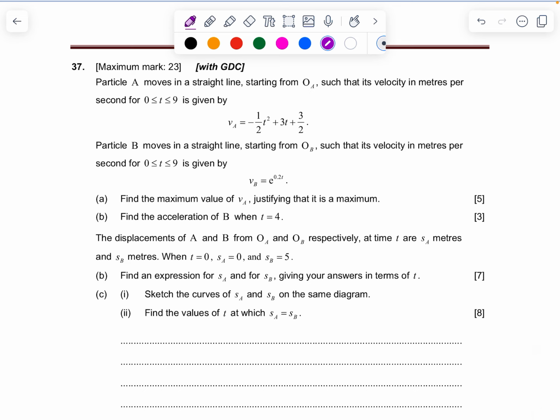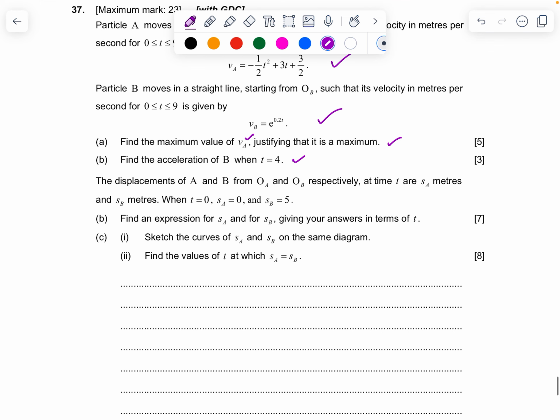Question number 37. Particle A moves in a straight line starting from O such that its velocity in meters per second is given. Particle B moves in a straight line such that its velocity is given. Find the maximum value of VA, justifying that it is maximum. Find the acceleration of B when t equals 4.